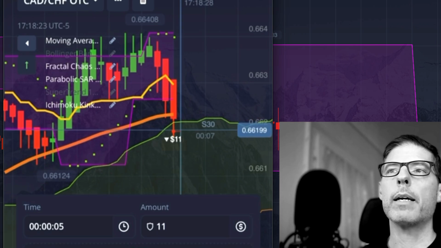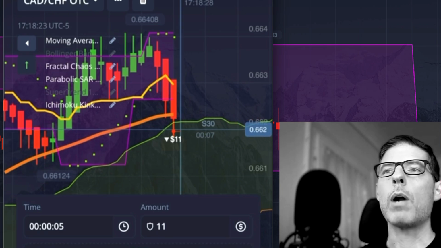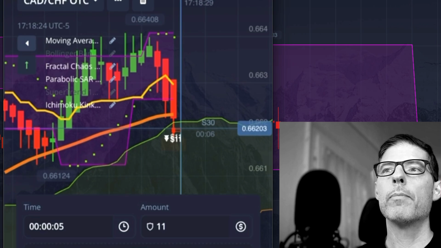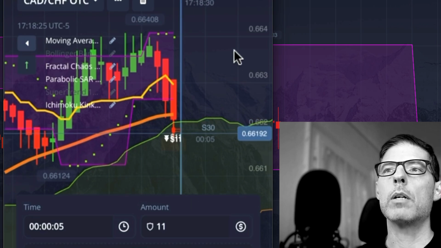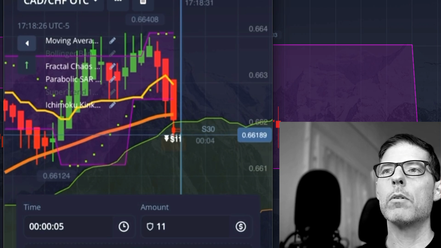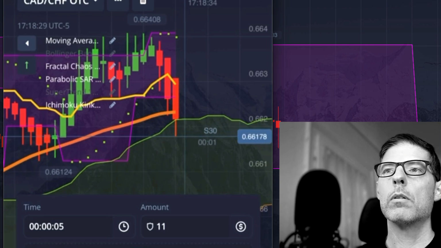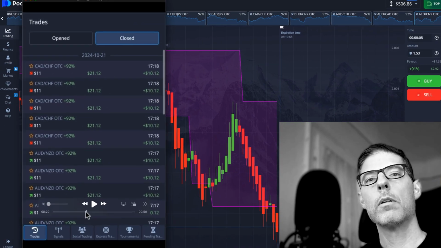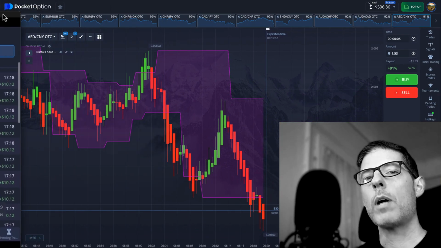Okay, so this was already hanging out a little bit. It wasn't right when it broke the bands, but it was just a little bit after, on the second candle that was broken. It's also touching this green cloud here. But look at that. That was close, but he did it. Look at this. So guys, try this out.